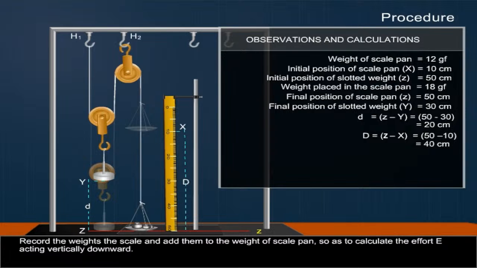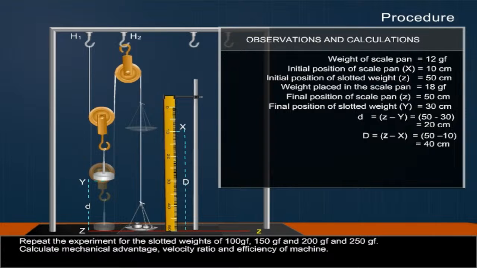Record the weights in the scale pan and add them to the weight of the scale pan so as to calculate the effort E acting vertically downward. Repeat the experiment for the slotted weights of 100 gram force, 150 gram force, 200 gram force, and 250 gram force. Calculate mechanical advantage, velocity ratio, and efficiency of the machine.